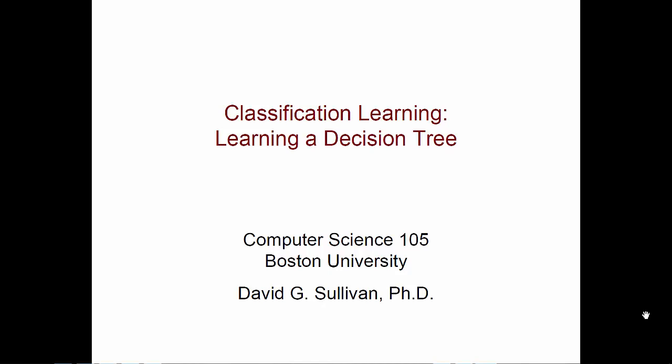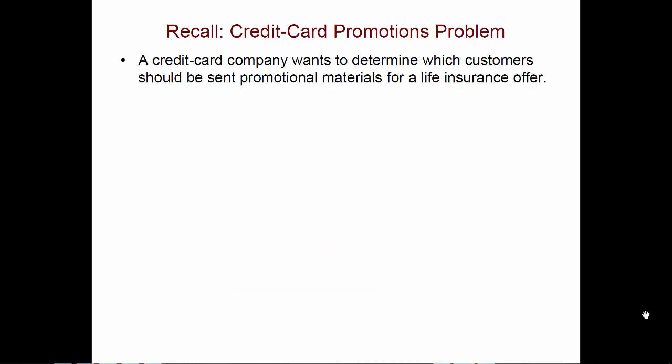In this video, we're going to learn a second classification learning algorithm. This algorithm will produce a model that is in the form of a decision tree. Now, if you recall from the previous video, we were looking at this problem in which a credit card company wants to determine whether or not to send a customer promotional materials for a life insurance offer.